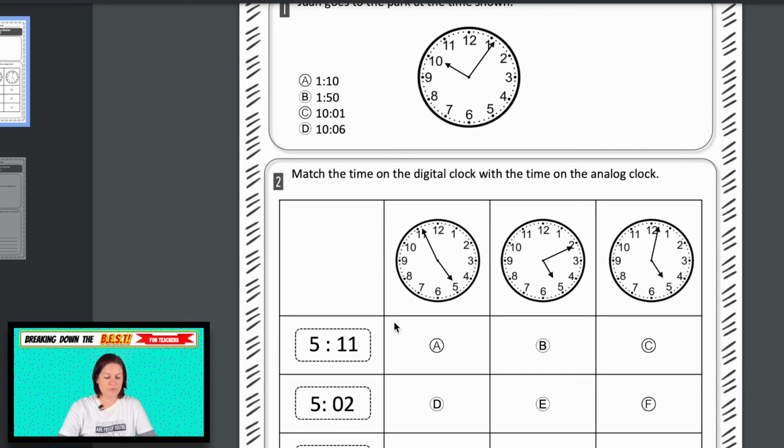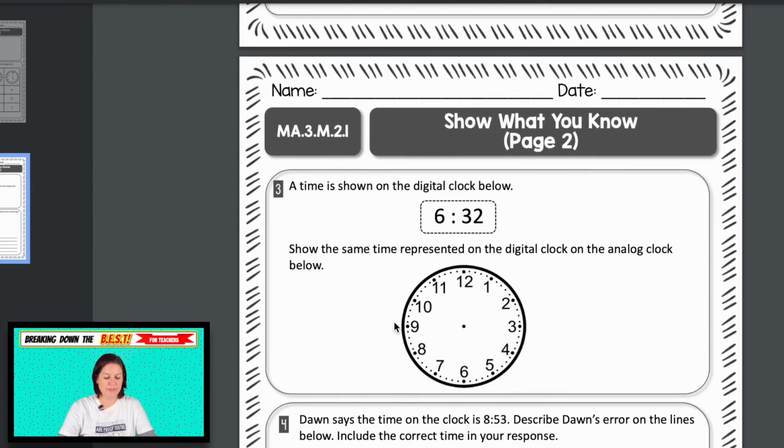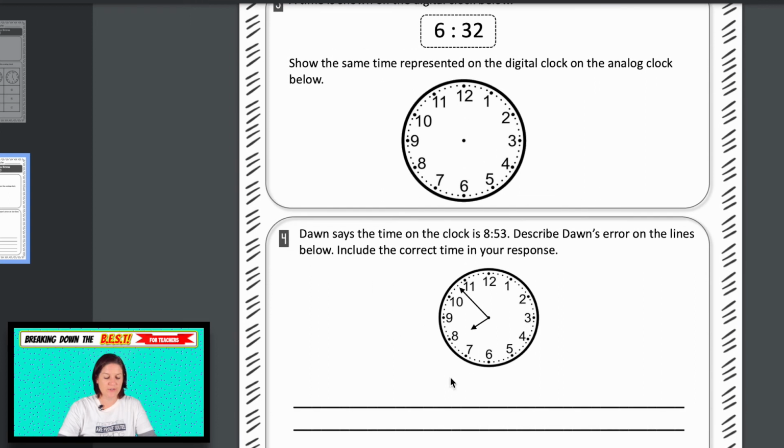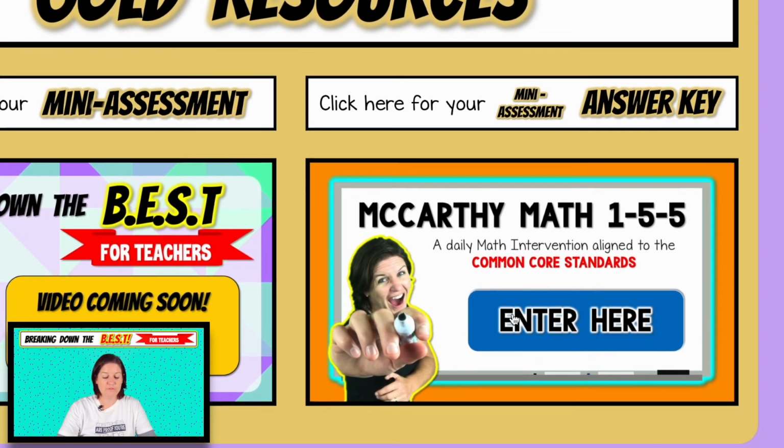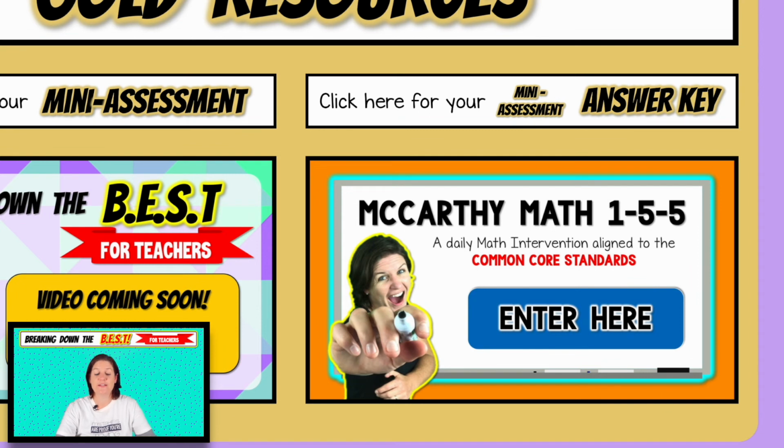Okay, you can see the variety of question types that we have going on there. Got error analysis right down there. Okay, answer key.